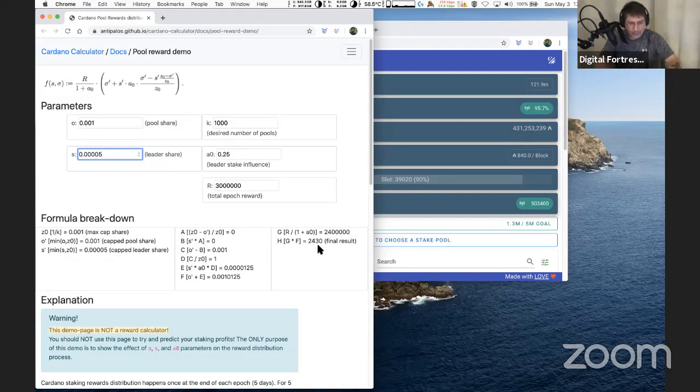And then here's the number, 2430. So watch what happens, 2430 or 2460. So I get a higher total reward for the pool if I put all of my pledge in one pool instead of splitting it into two. That makes sense. Now I ran through a couple scenarios and they do make sense. The calculator makes sense and the math makes sense. Okay, so it's all there.